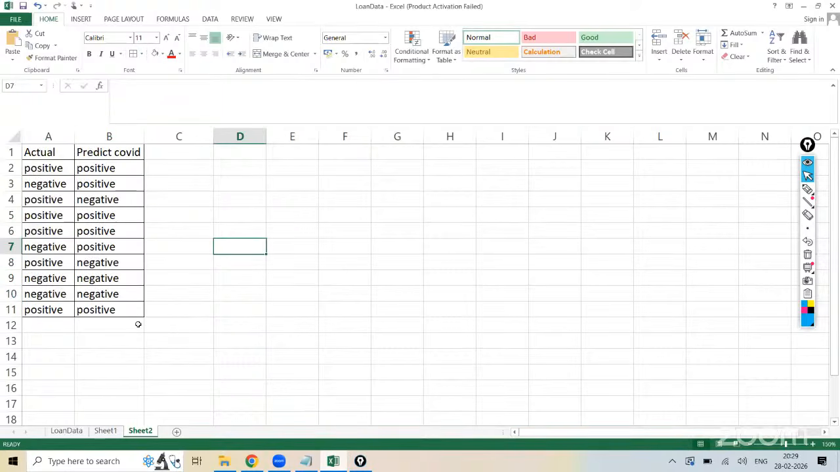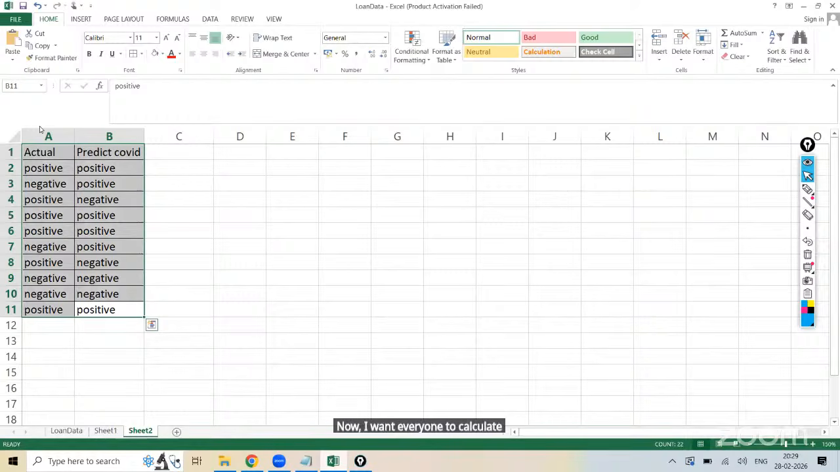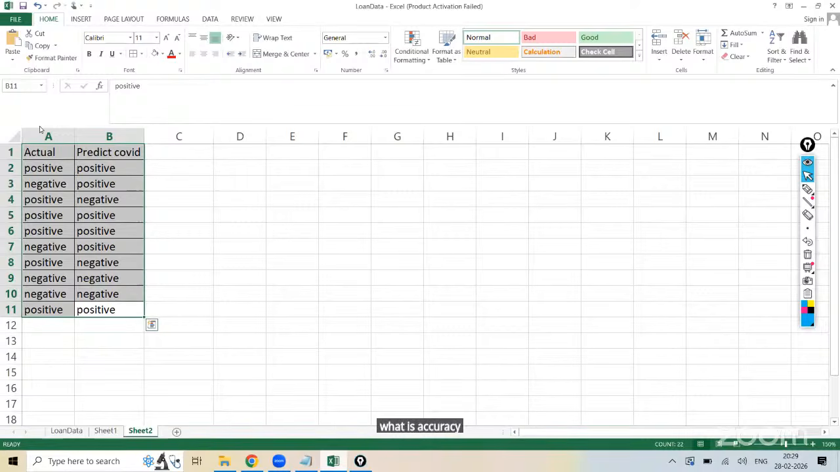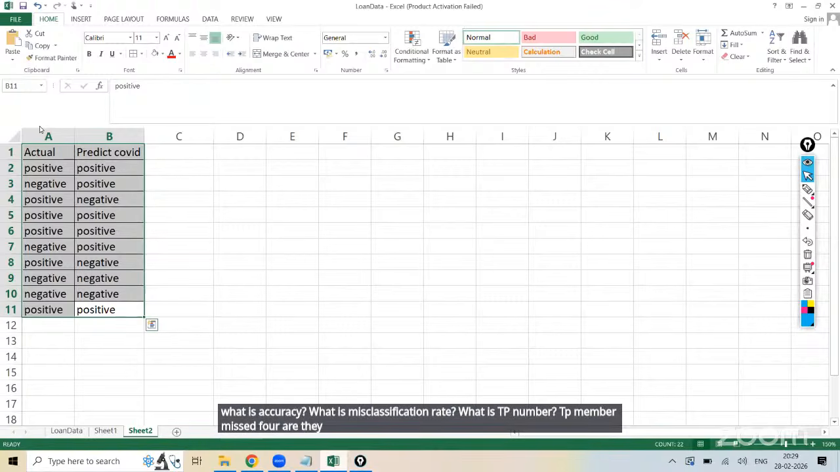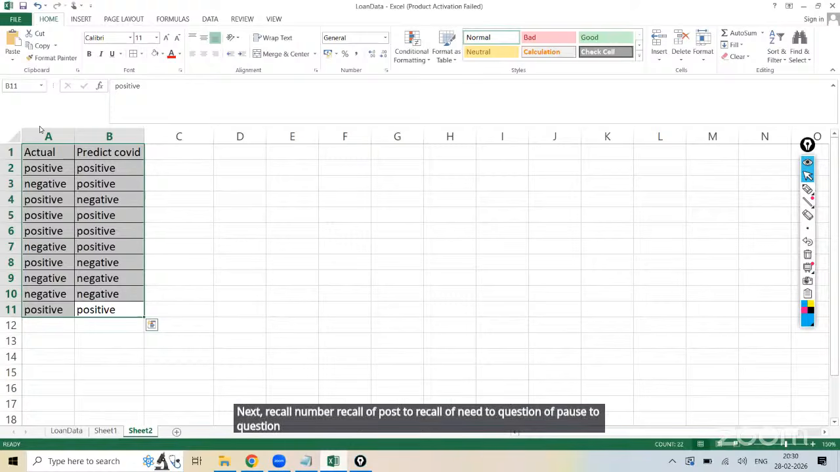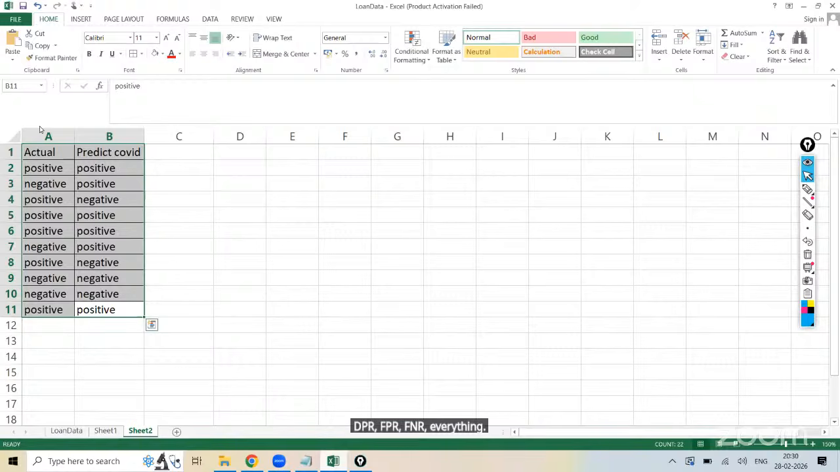Now, I want everyone to calculate for this data set all the parameters from starting to ending. Every number I want. What is accuracy? What is misclassification rate? What is TP number? TP number means 4 are there means 4, 2 are there means 2. Confusion matrix diagram. Next, recall number. Recall of positive, recall of negative, precision of positive, precision of negative, F1 scores, TPR, FPR, FNR, everything. All the evaluation metrics for this given data set.